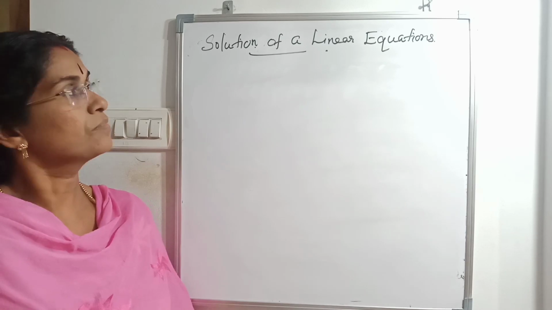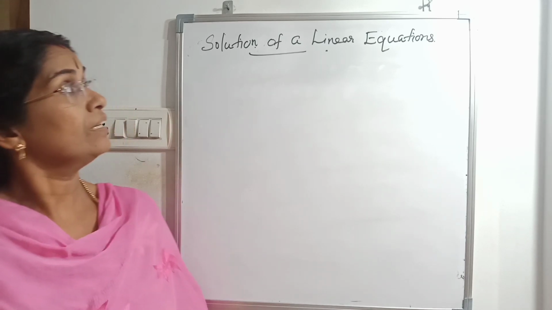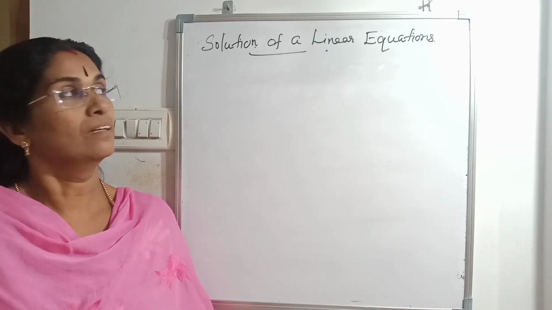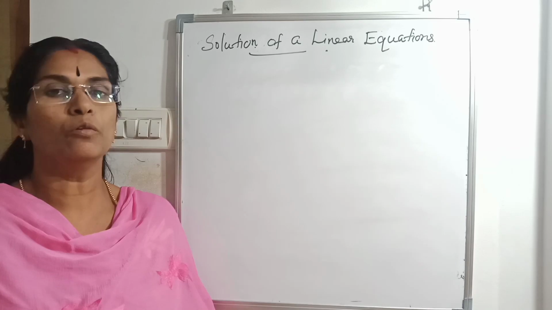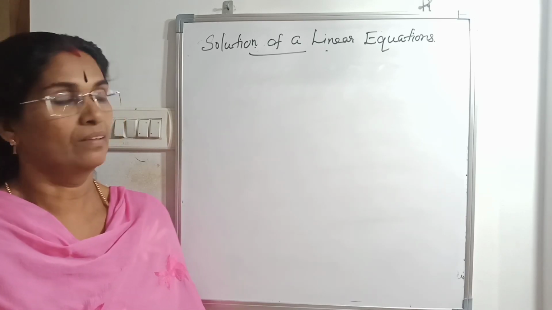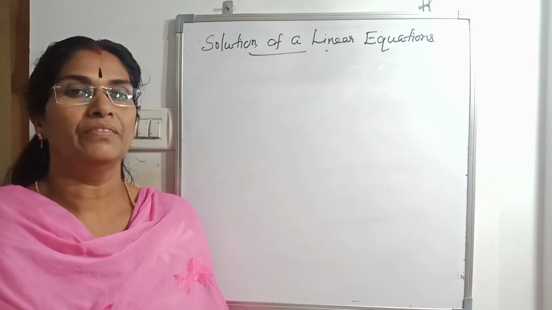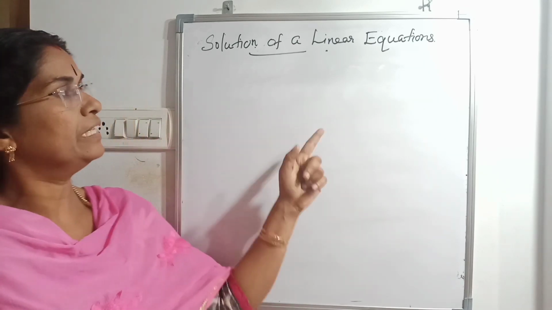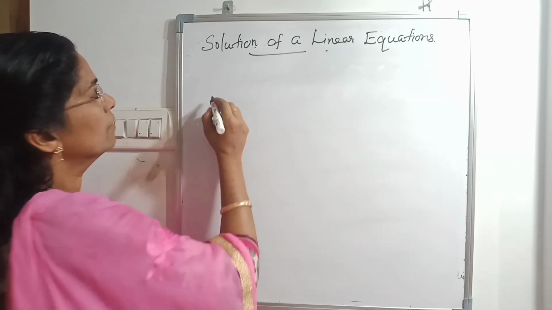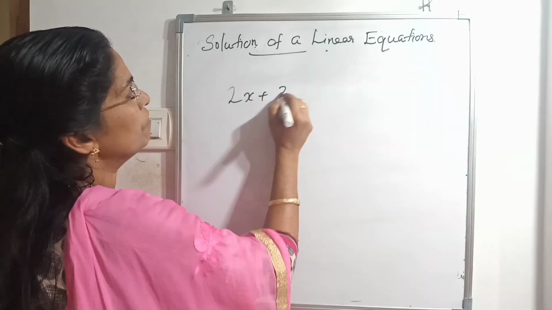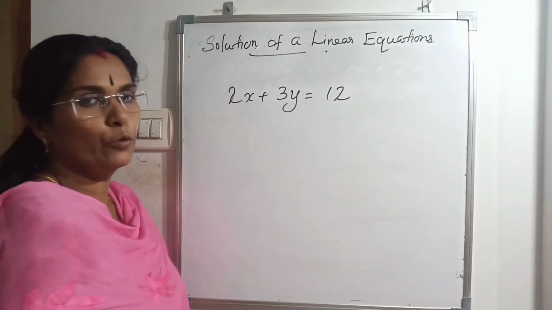Okay, the next part is solution of a linear equation. In one variable, when we find the solution, we get only one solution. Now we are discussing linear equation with two variables, so we are finding the solution of a linear equation in two variables. One question I am writing, 2x plus 3y equal to 12. It is a linear equation in two variables.